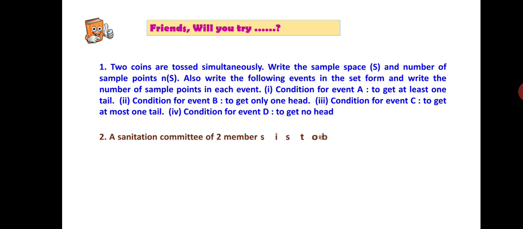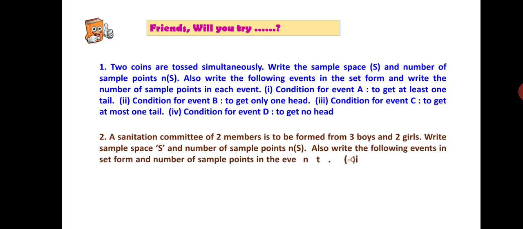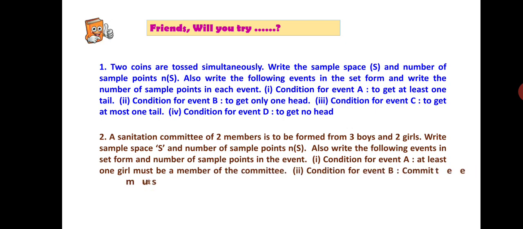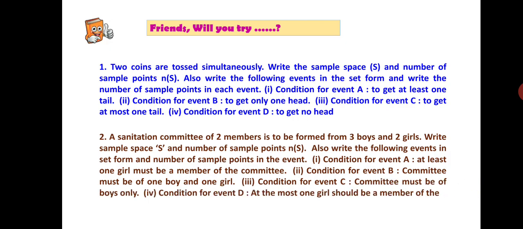Second problem, a sanitation committee of 2 members is to be formed from 3 boys and 2 girls. Write the sample space and the number of sample points n(S). Also write the following events in set form and the number of sample points in each event. The condition for event C is that the committee must be boys only, and the fourth one, condition for event D, will be at most one girl as a member of this.